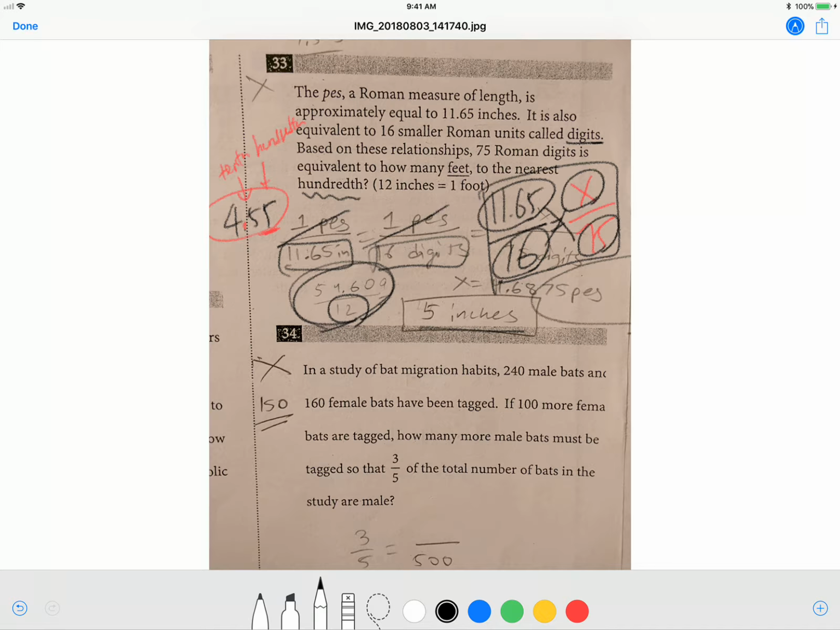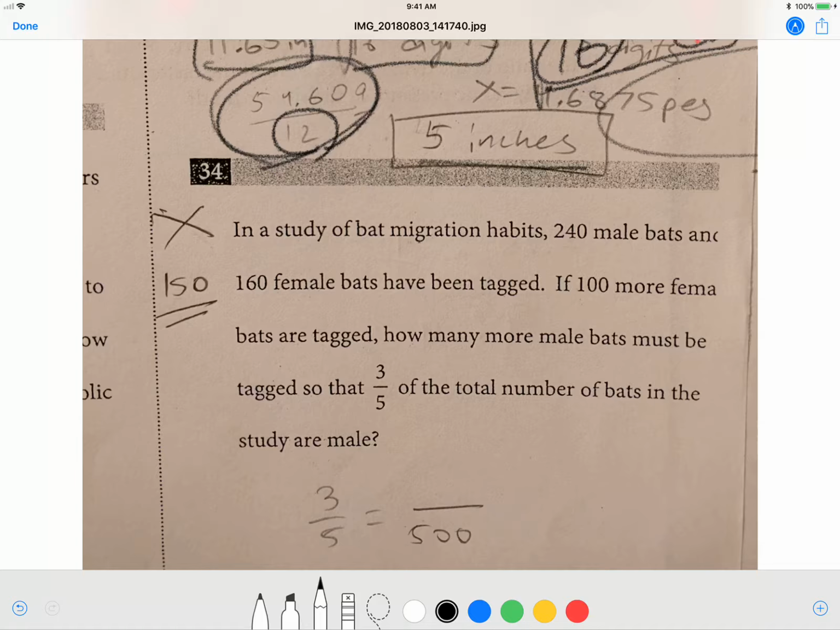Now question 34 is actually pretty good to do. In this question, in a study of bat migration habits, 240 male bats and 160 female bats have been tagged. If 100 more female bats are tagged, how many more male bats must be tagged so that 3/5 of the total number are male? So you said 3/5 is equal to something like 500 something. Well, currently 240 male bats and 160 female bats, that's 400, and the 100 more female bats means plus 100, so that does indeed equal 500.